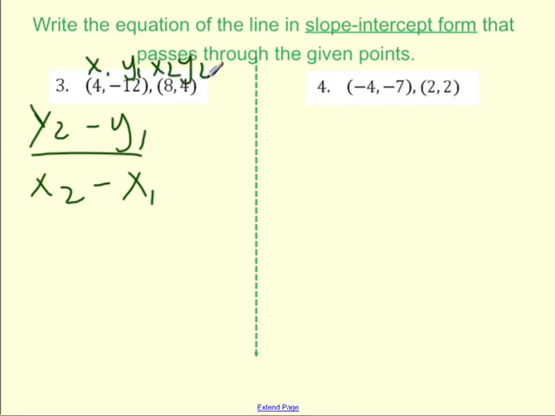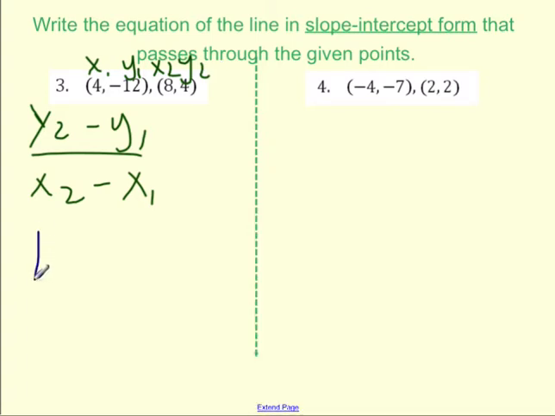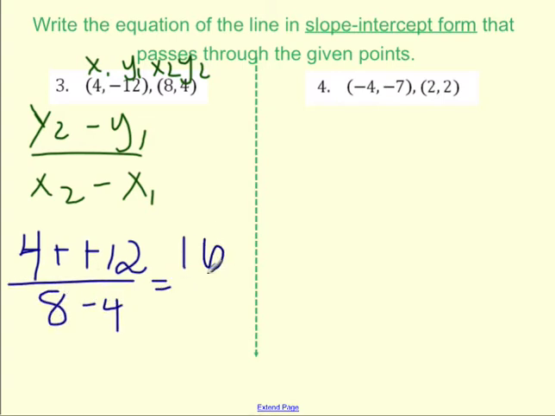And here's the great thing about it. It doesn't matter as long as you're consistent. If you are consistent, it doesn't matter which point is 1 and which point is 2 as long as they're in the same point. So let's go ahead and calculate this out. So we have y2 minus y1. Now remember, when you do minus a minus, it becomes plus a positive over x2 minus x1. So here I'm going to get 16 divided by 4, and that's equal to 4.